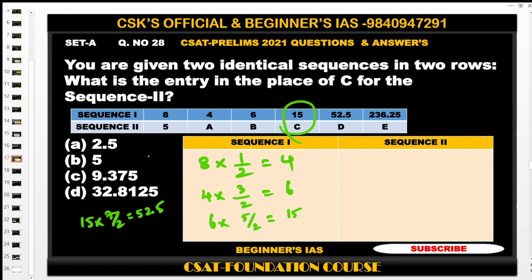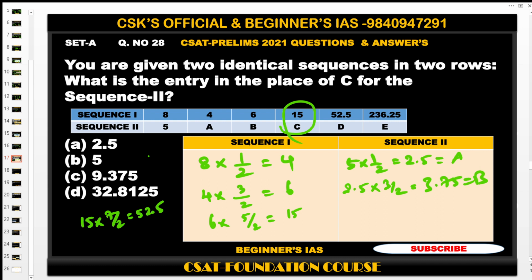So therefore 5 into 1 by 2 is nothing but a, so 2.5. This 2.5 is nothing but a. Then this a, a is nothing but 2.5. So a into 3 by 2 is nothing but b. So this is nothing but 1.5 into 2.5. So 1.5 into 2.5 is nothing but 3.75, right? 3.75. This is equal to b, but the question is dealing with c.